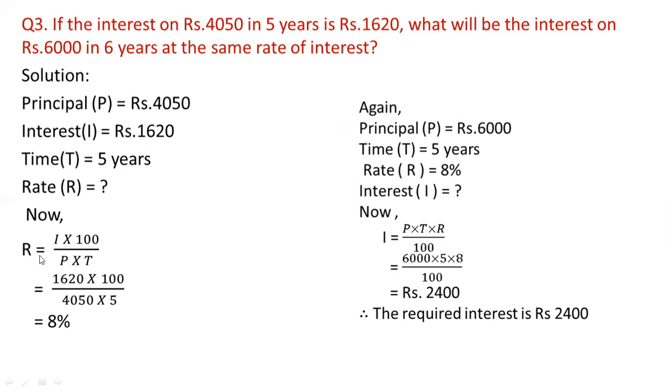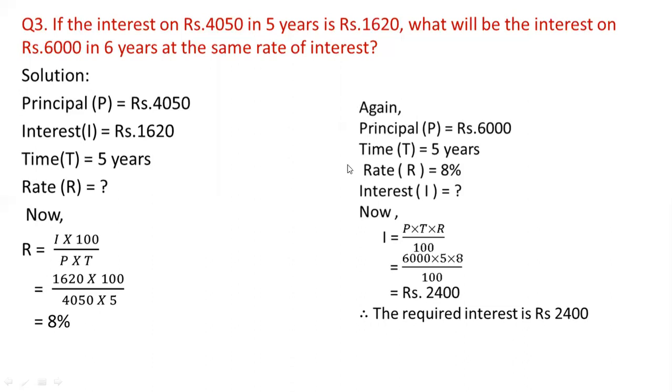Okay, from the first one, rate of interest equals I into 100 by P into T, this is 1620 into 100 divided by 4050 into 5. Then if you cancel them, you will get 8% per annum. 0 0 cancel, 5 on the 5, 20 and this 405 cancel, then whatever value comes, that will divide to this 162. This 0 0 cancels, and then the answer will come here, 8% per annum. Then that 8% per annum will be used in the second case.